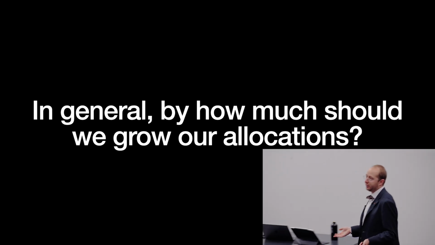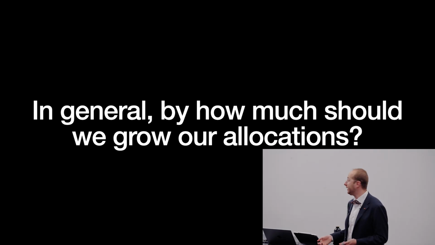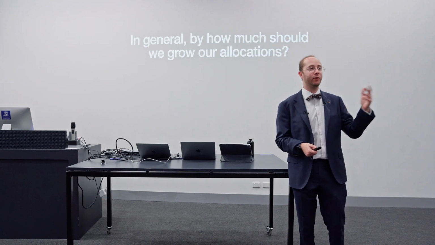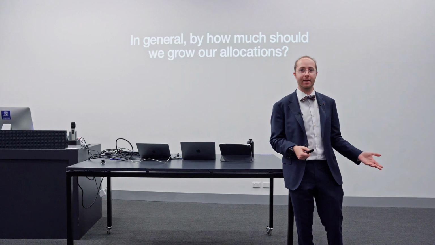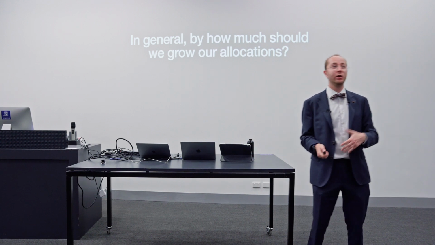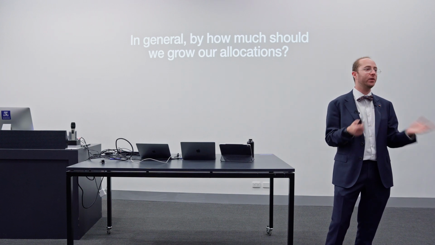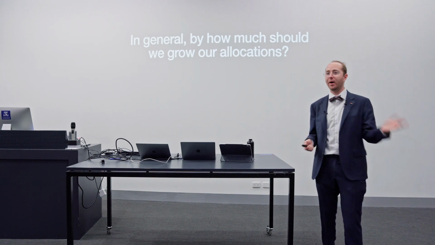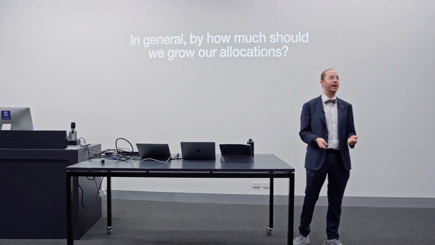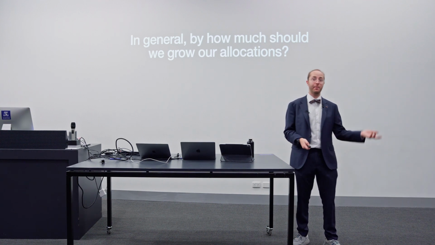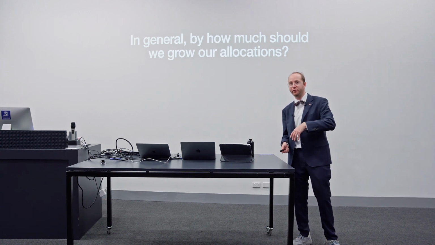So this leads to the question in general, by how much should we increase allocations? So let's move away from the plane example and go back to our class example. So in our class, we have students joining the class and leaving the class all the time during the start of semester. So one day I might check our enrollments and we'll be at 455, and the next day it might be 456, and then 454.